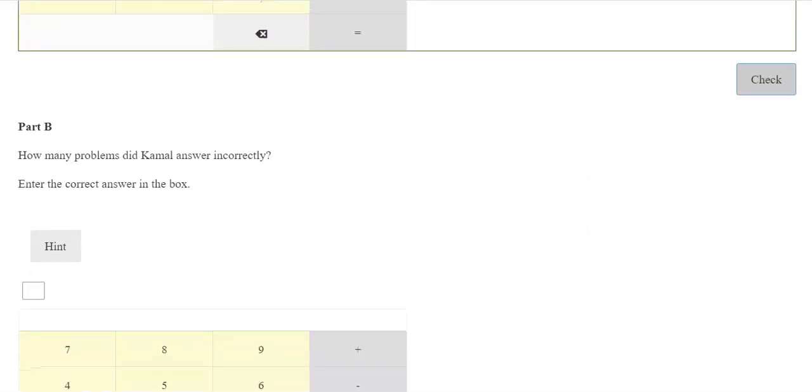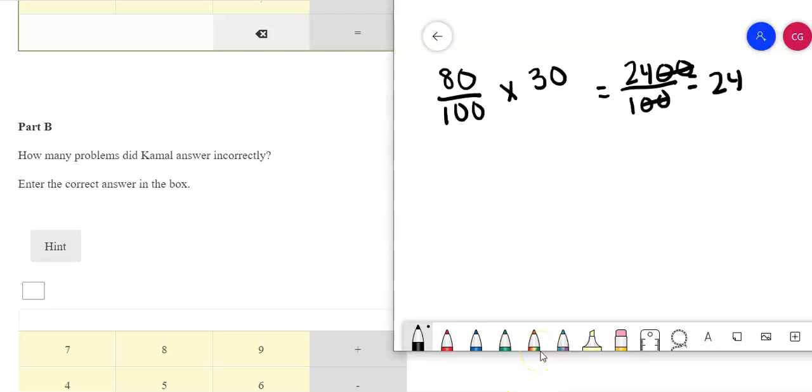How many problems did Camille answer incorrectly? So if they got 24 out of 30 right, we're going to do 30 minus 24 to figure out how many they got wrong. So that's 6.